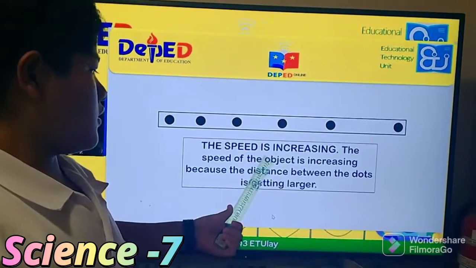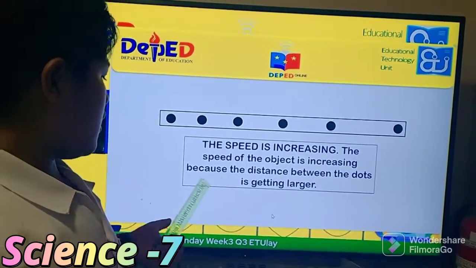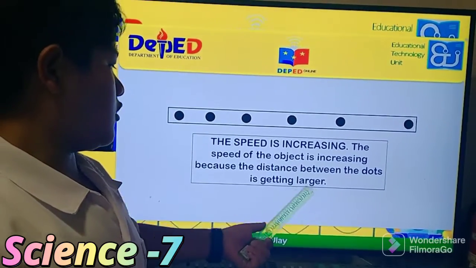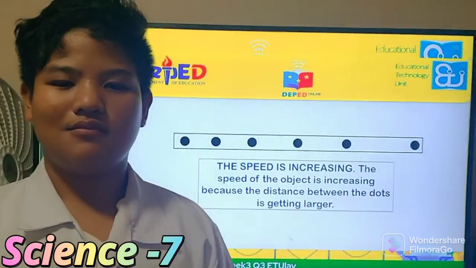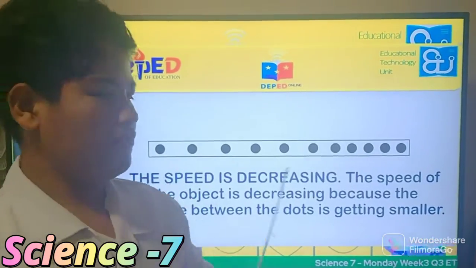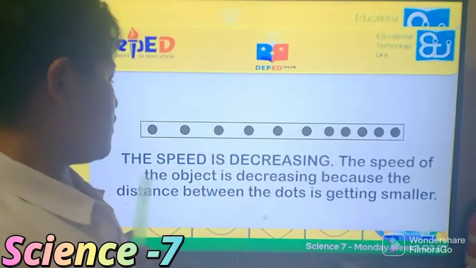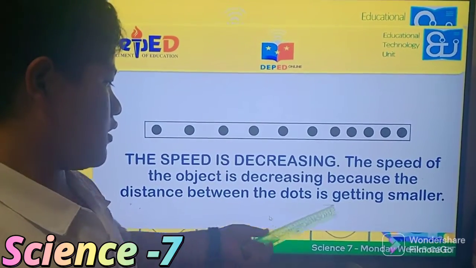The speed is increasing. The speed of the object is increasing because the distance between the dots is getting larger. The speed is decreasing. The speed of the object is decreasing because the distance between the dots is getting smaller.